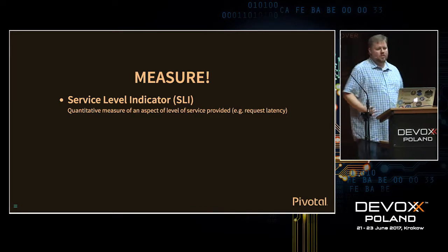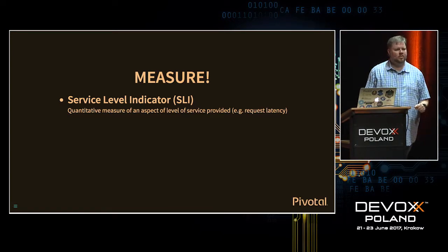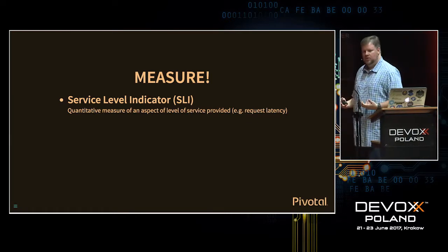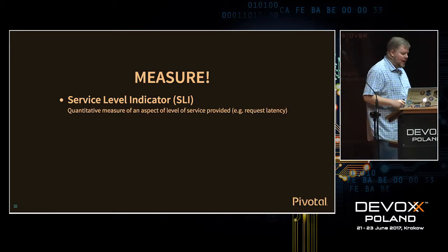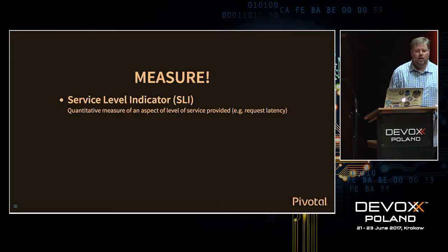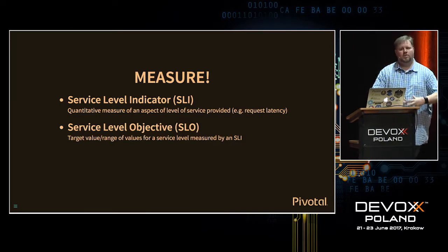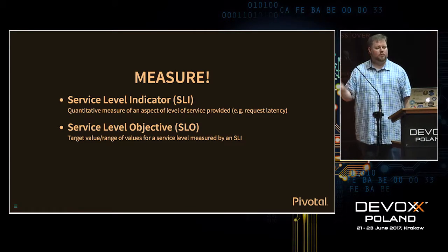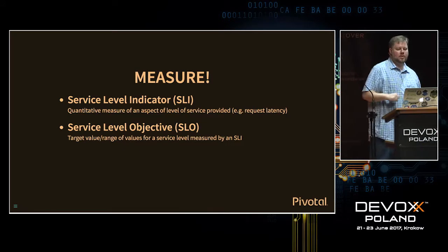But this is not enough. Just knowing, hey, here's the numbers for request latency, doesn't really tell me much, because I have to think about, all right, well, what is acceptable request latency? What is normal request latency? And what is unacceptable request latency? What is abnormal request latency? And so for that, we need to design the focus here, which is a service level objective. This is our target value or range of values for a service level as measured by a specific SLI.